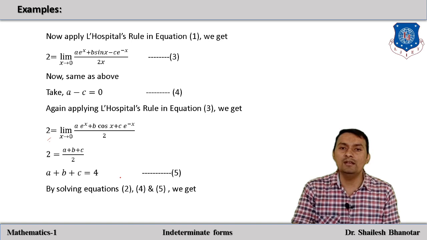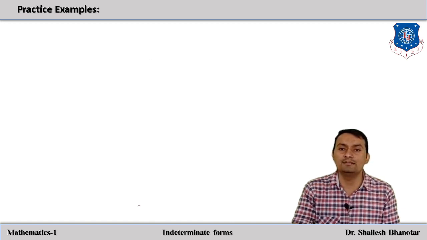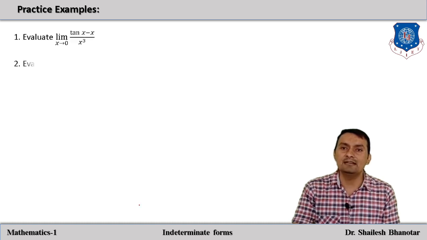This is the fifth equation, and now we have to solve equations number 2, 4 and 5, and we get the arbitrary constants a = 1, b = 2 and c = 1, and this is the final answer. And these are the practice examples that you can do for yourself.